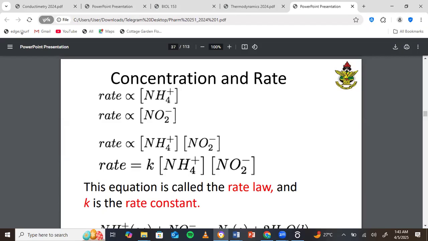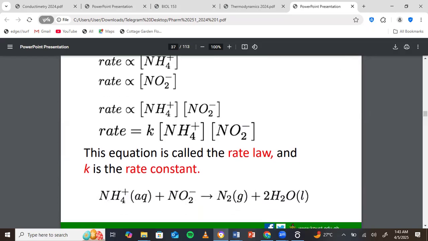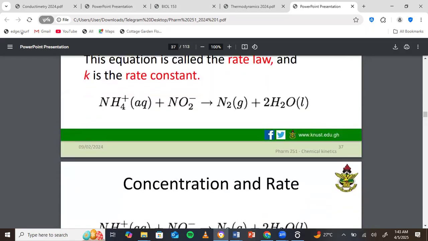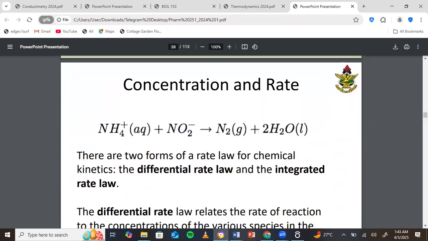Now, if we change the proportionality sign to an equal sign, we introduce a constant. This constant is called the rate constant. I've already talked about the rate constant, that it is constant at a constant temperature. Now, this is what we call the rate law, because it's showing how the rate depends on the concentration of the reactant.